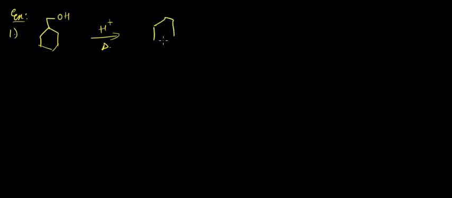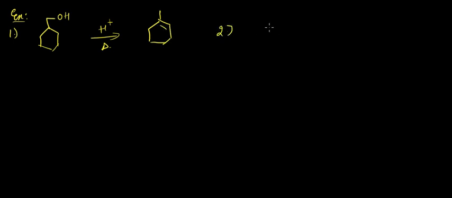Okay guys, so in this lecture we'll be continuing on seeing some more examples of the E1 reaction. Okay, so let's get started. So examples, we have first one as a primary alcohol, H plus heat. What will happen? What would be the major product? So the major product would be this one.